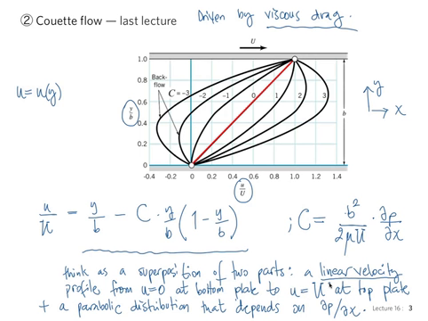Okay, this is for Couette flow, and I'm just explaining a little bit more the result that we obtained. Yes, you have a question? Yeah. Maybe you can explain this one more time. Can you explain why it's a flow driven by viscous drag?